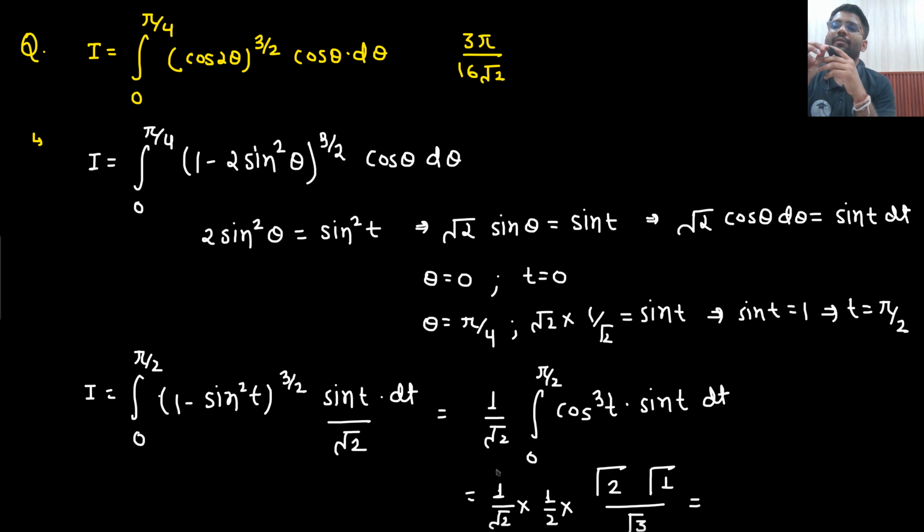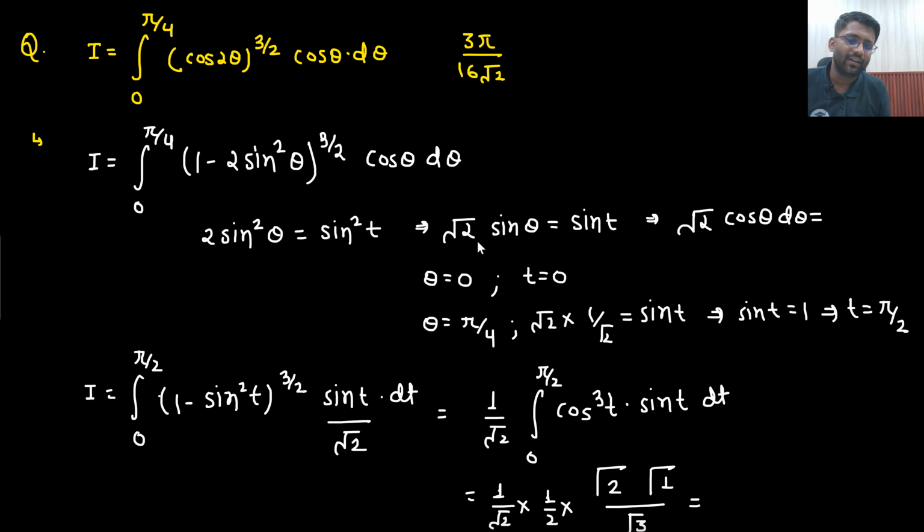Something wrong we have done. 1 minus 2 sin square theta. Is this formula correct? 0 to pi by 4, cos 2 theta to the power 3 by 2, cos theta. So 1 minus 2 sin square theta. So 2 sin square theta we have assumed as sin square t. So under root 2 sin theta would be equal to sin t. Under root 2 cos theta d theta would be equal to sin t. Okay, sorry. This will be cos t dt, right?